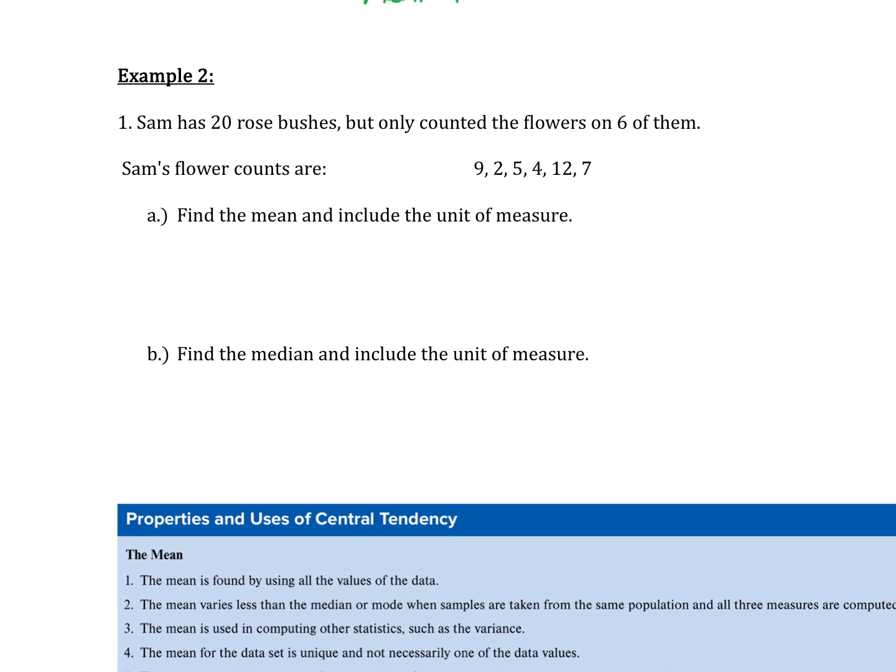All right, example 2. Sam has 20 rose bushes, but only counted the flowers on 6 of them. So he has a sample of 6. Sam's flower counts are 9, 2, 5, 4, 12, and 7. Find the mean and include the unit of measure and find the median. So go find mean and median.